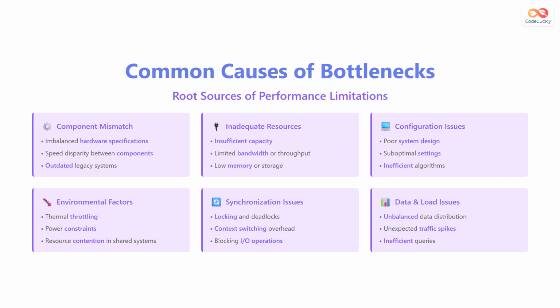Bottlenecks have multiple causes. Component mismatches occur when hardware specifications don't complement each other. Inadequate resources mean insufficient capacity or bandwidth. Configuration issues stem from poor system design or inefficient settings. Environmental factors include thermal throttling and power constraints. Synchronization problems cause locking and context switching overhead. Finally, imbalanced data distribution and unexpected traffic spikes create bottlenecks.